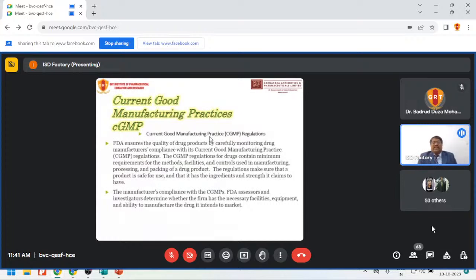So this is very important. The CGMP regulations for the drugs contain minimum requirements for the methods. What are the methods we have? The processing steps. It cannot be deviated. We follow the industry standard manufacturing process, which we will call the SMP, the standard manufacturing process. In the SMPs, we have all the methods of how to do the processing activity, and accordingly we follow the methods.